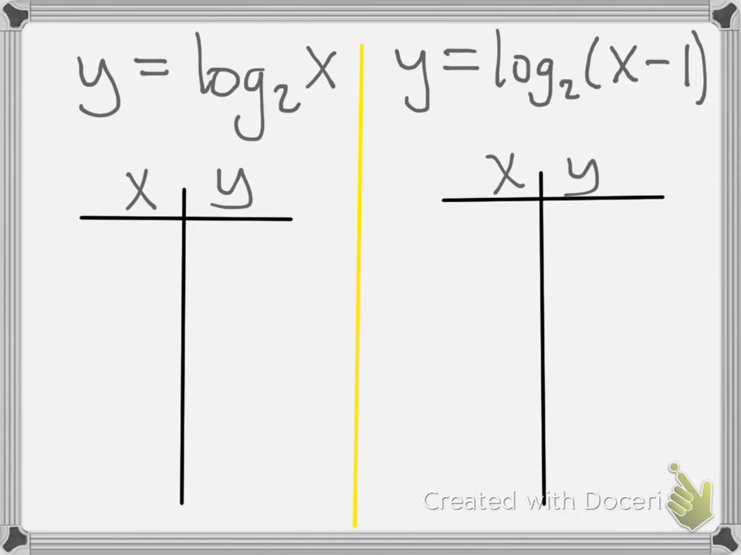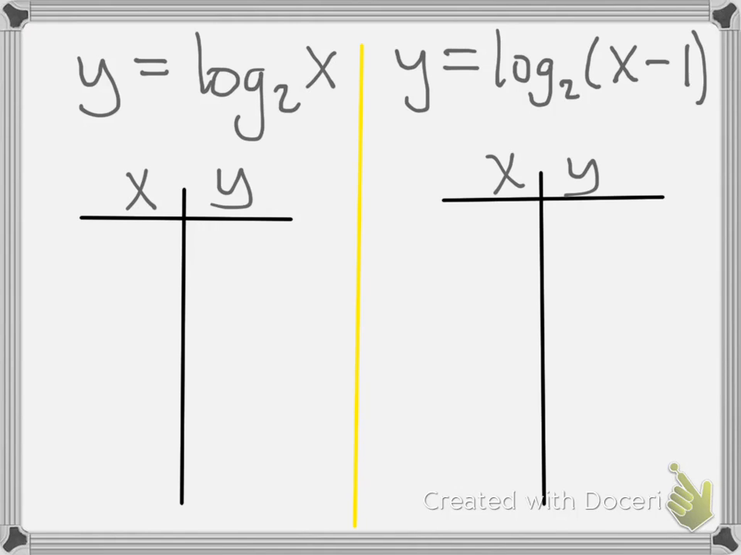So I'm going to deal with this y equals log base 2 of x first. Now I'm going to choose some x values that we can easily compute the y values for over here. And then from there, we're going to see how this transformation, by changing x to x minus 1, affects the points on the curve.